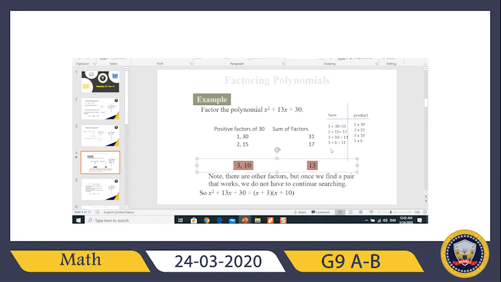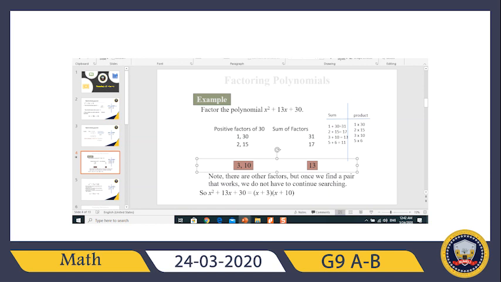Which of these two numbers or two factors, when I add them together, their sum is 13? 3 and 10. Factors of 30, 3 and 10, their sum is 13. So I will put here 3 and here 10, or here 10 and here 3. It doesn't matter the sequence. I don't care about the sequence.